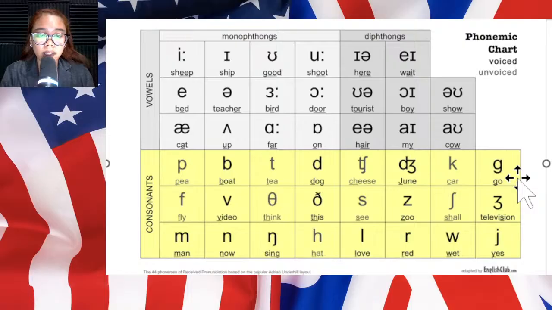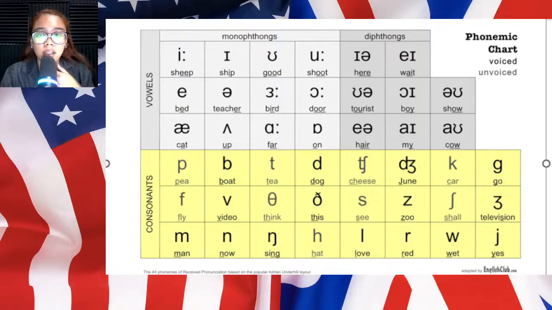If your throat is quiet, you're accidentally making the K sound instead. Okay, so put your hand on your throat and say the word go, or just say the letter sound g, g. Again, g, g. You put your tongue all the way to the back and press it against the soft palate, the soft part of the roof of your mouth, also at the back.